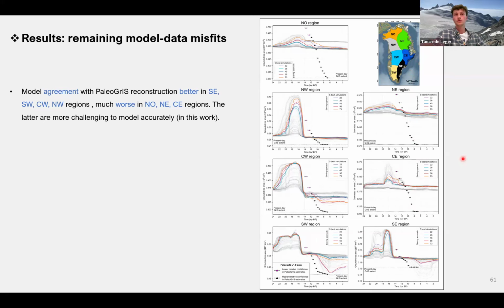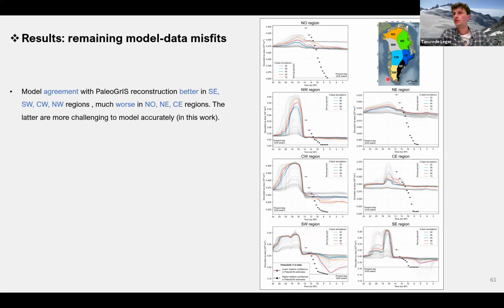So we have some heterogeneous model data misfits, which are interesting. And it shows that modeling the northern, northeastern, and central eastern regions is more challenging, at least according to our experiment. But I've also talked to a lot of modelers trying to play with past Greenland ice sheet models, and they all experience the same when it comes to modeling the Greenland ice sheet.